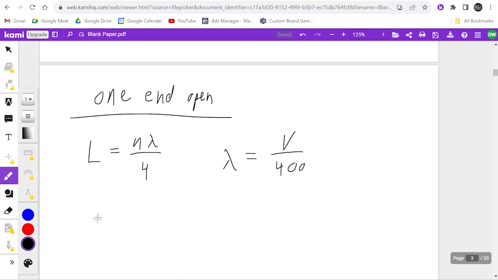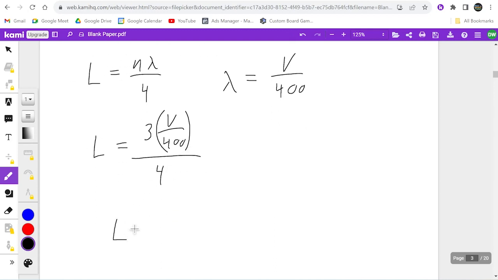Which means when I plug this in, I'm going to get L equals n, which is 3. And 3 is okay because it's an odd number. If it was an even number, it couldn't be one end open, one end closed. It would just be automatically not it. But n is 3. Wavelength is v over 400. And then divided by 4. This gives us an answer of L equals 3v over 1600.